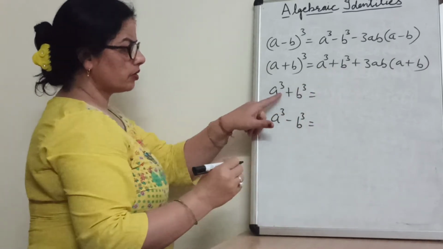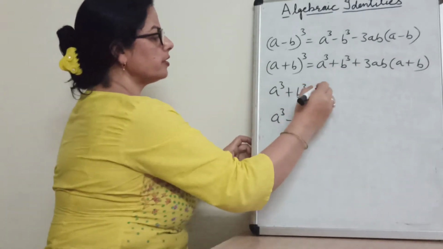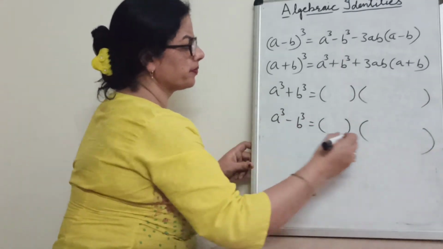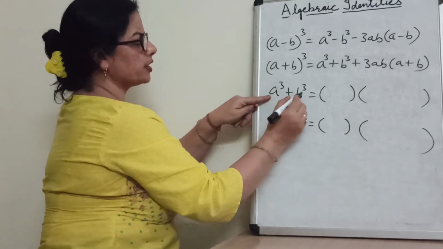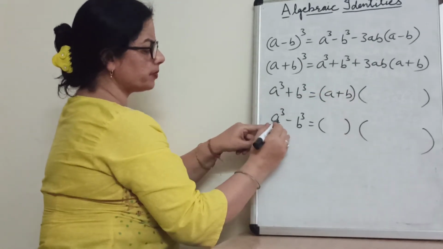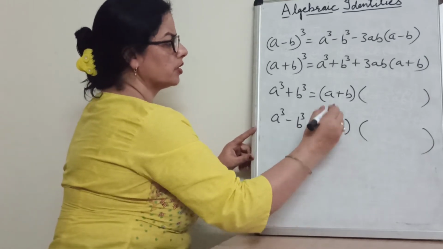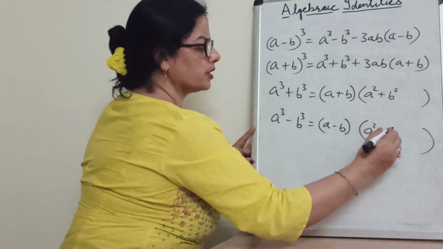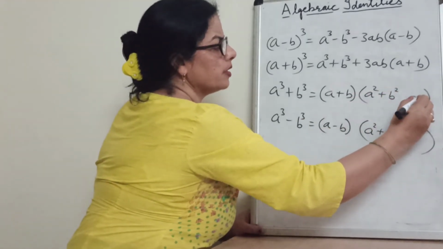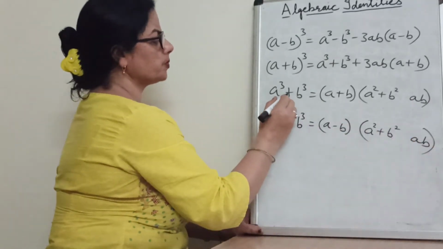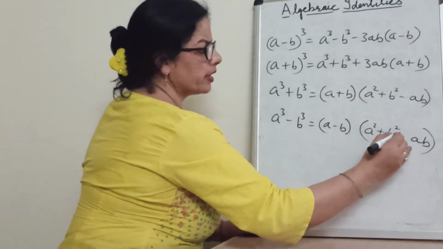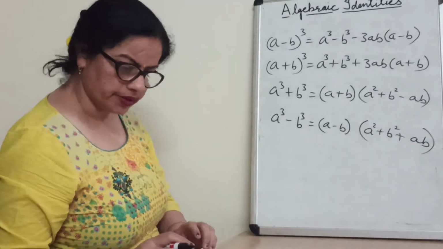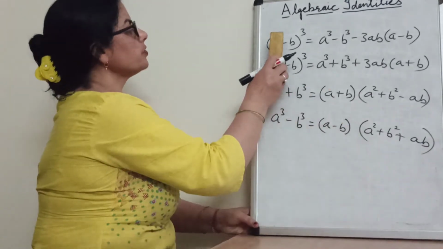And here cube on both, then two brackets will be there. What will be the first bracket? a + b. What will be the first bracket? a - b. Square of first plus square of second, and third term will be product. If here is plus, then minus. If here is minus, then plus. So these formulas you have to learn. Now we will do sums related to this.